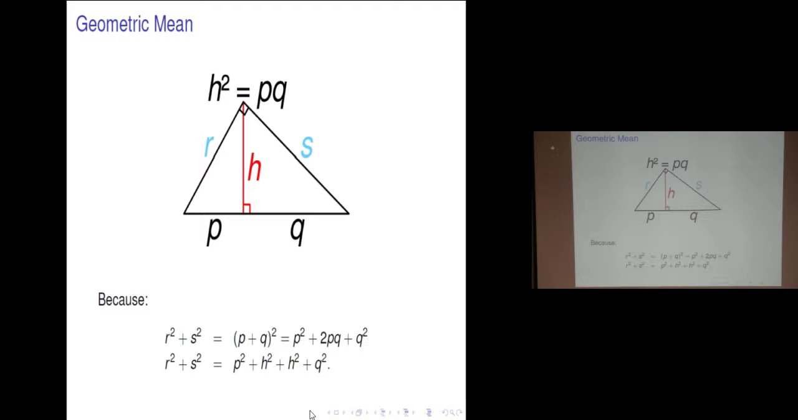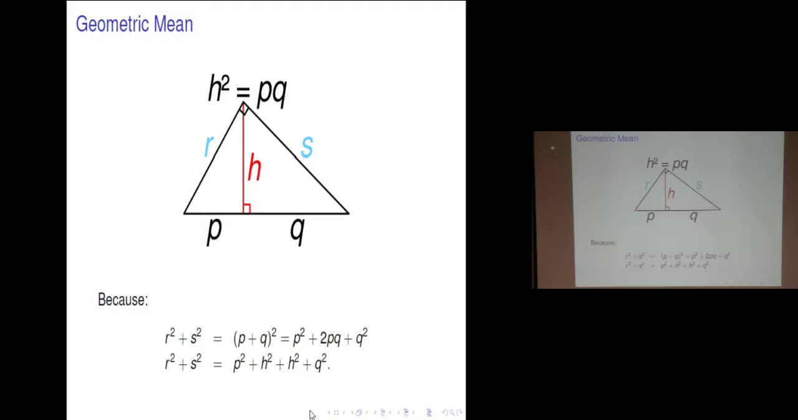I want to introduce the so-called geometric mean, which is H. When n equals 2, the geometric mean is the square root of the product, so this H will be the square root of P times Q. Now, what is H? H is obtained this way.